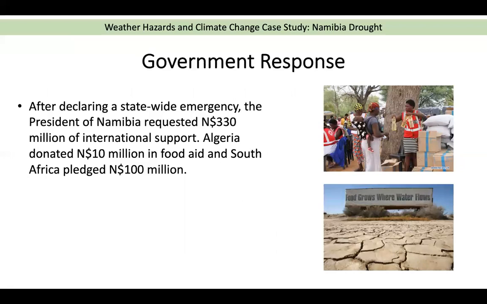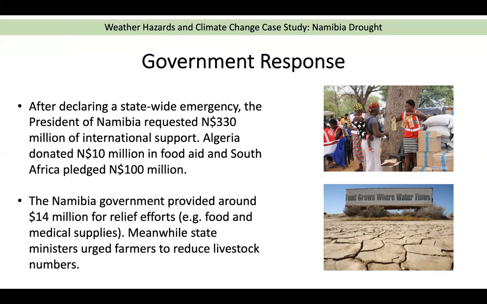The government response. After declaring a statewide emergency, the president of Namibia requested $313 million of international support. Algeria donated 10 million Namibian dollars in food aid, and South Africa pledged 100 million Namibian dollars. However, because Namibia has quite a small population, it wasn't seen as such a massive issue across the rest of the world. The Namibian government provided around $14 million for relief efforts, e.g. food and medical supplies. Meanwhile, state ministers urged farmers to reduce livestock numbers.